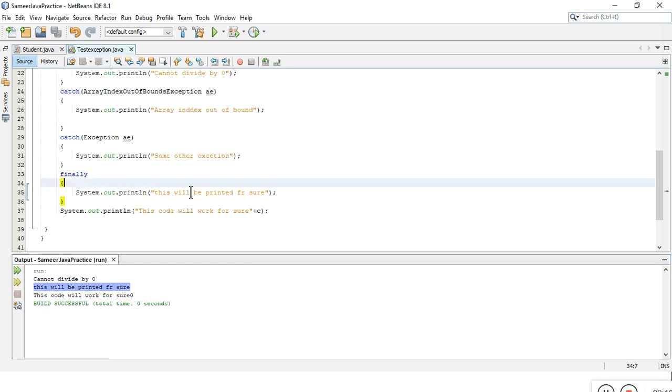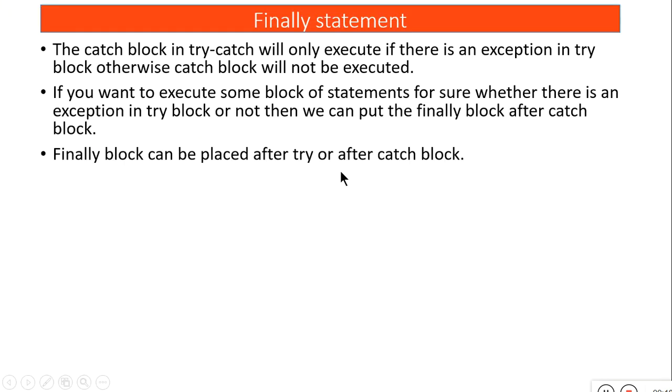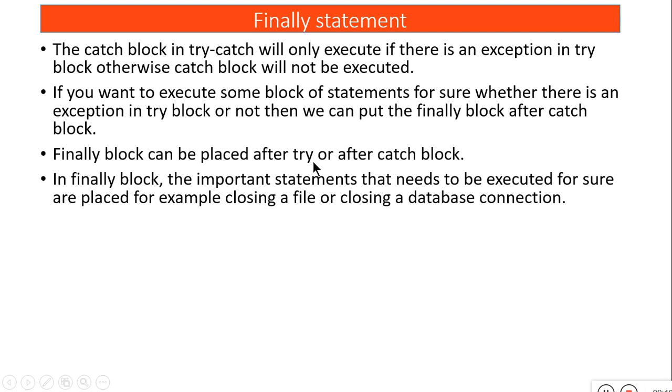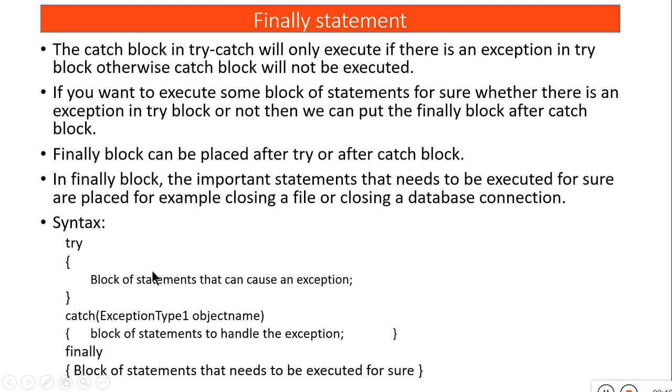Generally, finally blocks are introduced to close the database connection, to close the file connection, or to terminate some useful part in your programming. So you can have a finally block as well. A finally block can be placed immediately after the try block or after the try catch block. If you want to execute some block of statements for sure, you implement a finally block. Generally in the finally block, we close the file or we close the database connection. So you can have try catch finally like this one.